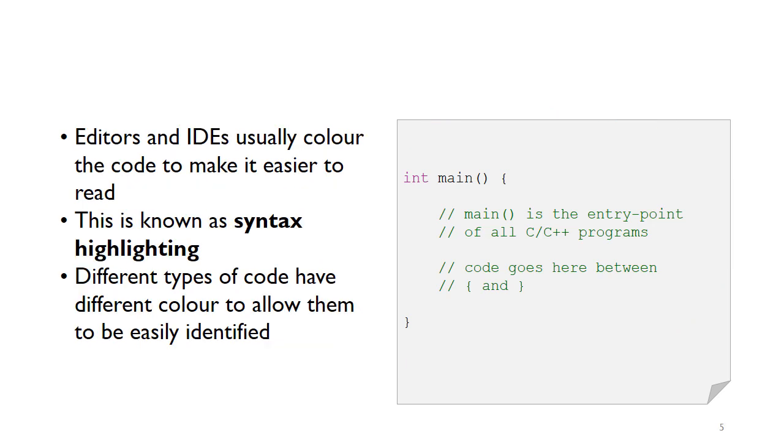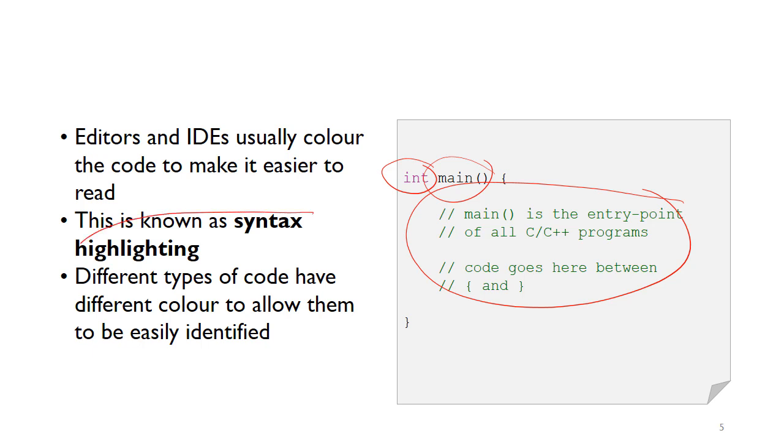These code editors or IDEs usually colour the code to make it easier to read. We can see here int is in this purply colour, main is just in black text, and we've got this green text here. And you'll see there's other types of code you'll come across in different colours. It makes it easier to break down your source code, and you can spot the code easier. This is known as syntax highlighting. It's very useful to have this.